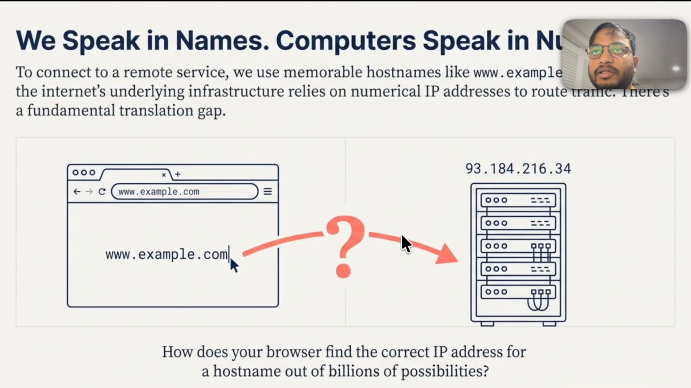The first thing we need to understand is that we as humans speak in the names of websites or services, like example.com, google.com, facebook.com. We remember the name, whereas the computer remembers the number. So to translate this human-readable URL to an IP address, which is understood by the computer, we need DNS.